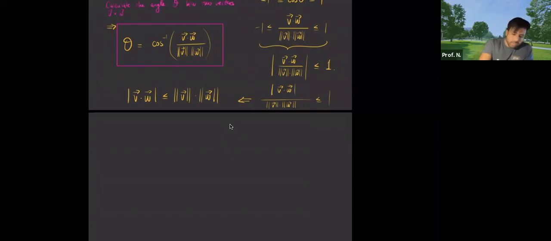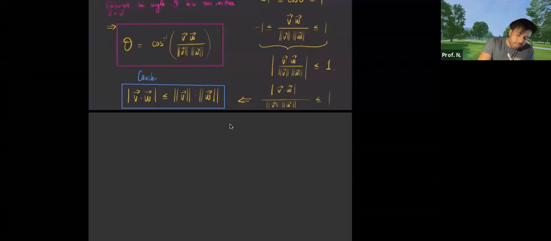And this, my friend, is one of the most, I would say, iconic inequalities in mathematics. This is called the Cauchy-Schwarz inequality. Cauchy-Schwarz, like two very famous mathematicians, particularly Cauchy, French mathematician. This is called the Cauchy-Schwarz inequality.